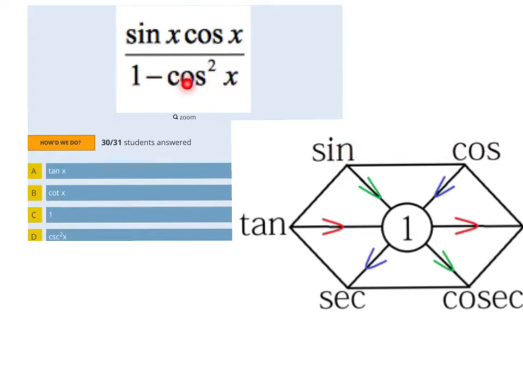Let's look for this. 1 minus cosine squared. That looks a lot like a Pythagorean, and it is. Remember this shaded triangle? And this triangle, remember, this is your Pythagorean theorem. A squared plus b squared equals c squared.